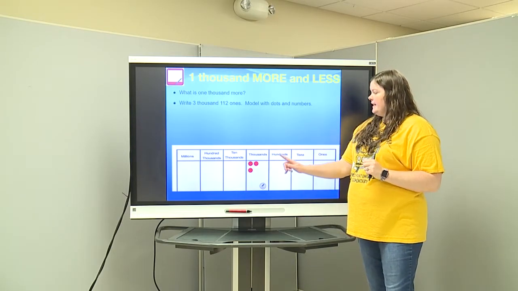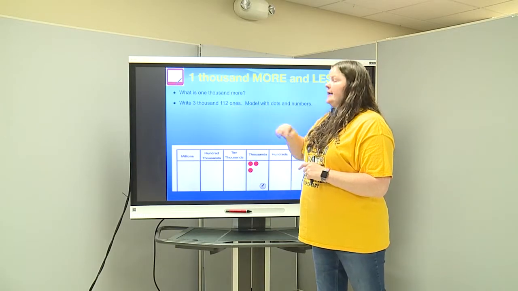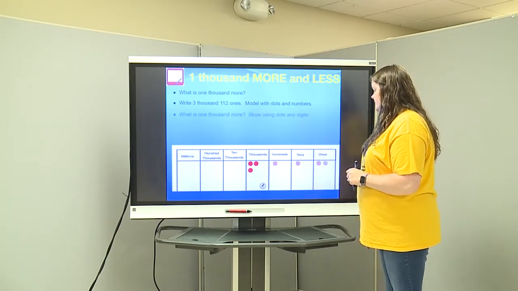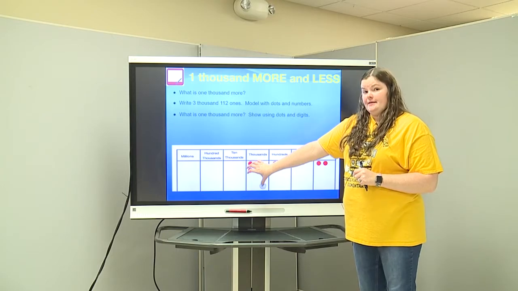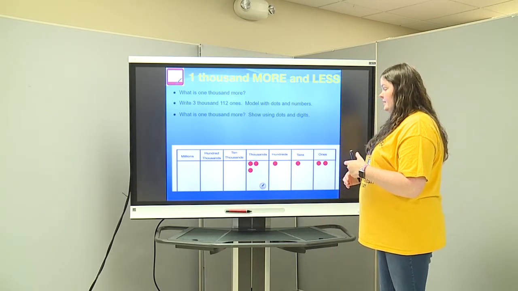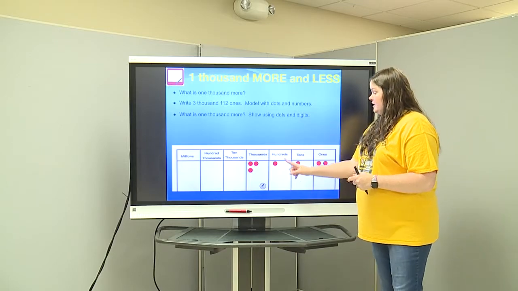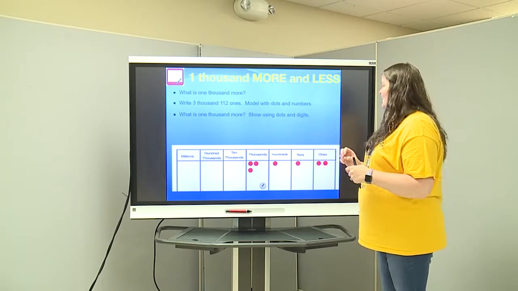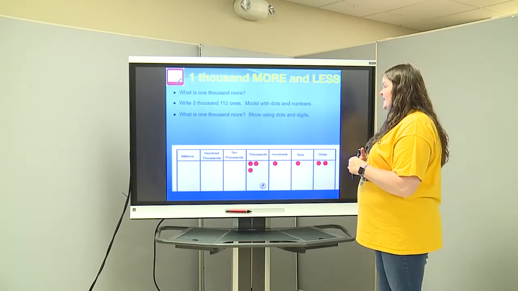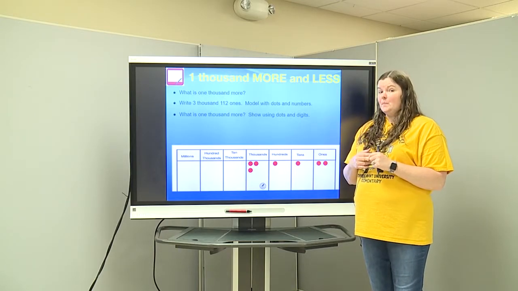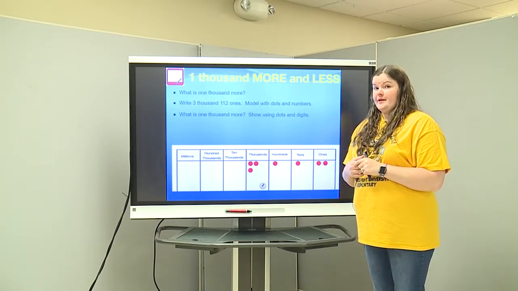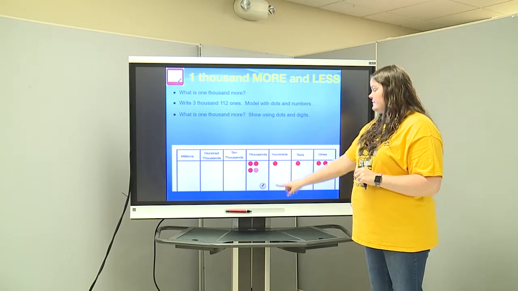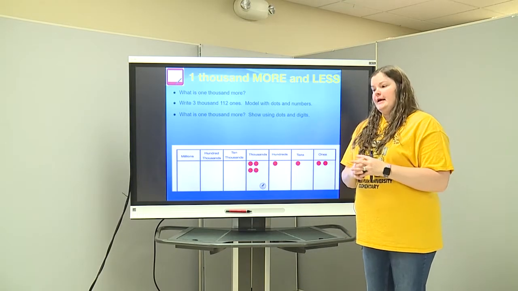All right, now it says to write 3,112 ones. It says to model this with the place value discs. I didn't have to do anything to the thousands place. All I had to do was represent the 112. So I have 100, 10, and 2 ones. And then it says, what is 1,000 more? I've got 3 in the thousands place. If I do 1,000 more, then I'm going to have 4 in the thousands place.